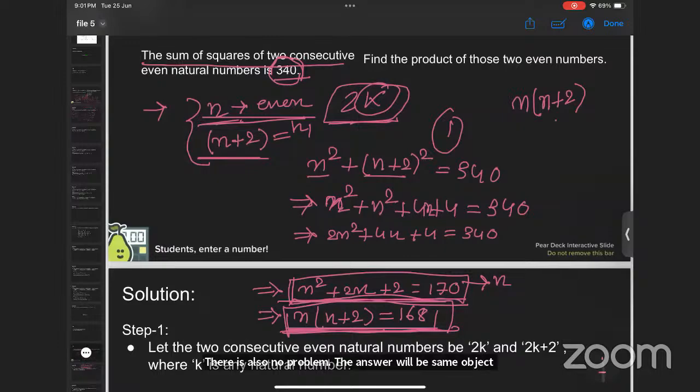Okay, thank you. Ma'am, which one would be better for solving, 2k and 2k plus 2, or just taking the number as n? See, if you want to solve the equation and find the root, then it will be good if you assume the number is n, because otherwise you have to simplify the equation after some stages. Okay.